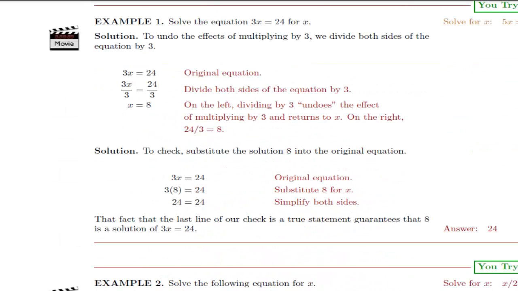Example 1. Solve the equation 3x equals 24 for x. Solution. To undo the effects of multiplying by 3, we divide both sides of the equation by 3. So take the original equation, divide both sides by 3. 3x divided by 3 equals 24 divided by 3. Then 24 divided by 3 equals 8, which equals x. To check, substitute the solution 8 into the original equation. So let x equal 8, then 3 times 8 equals 24. Since both sides are equal, 8 is the true solution of the equation.